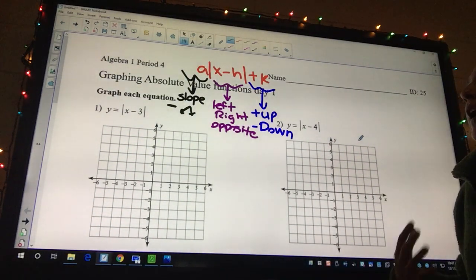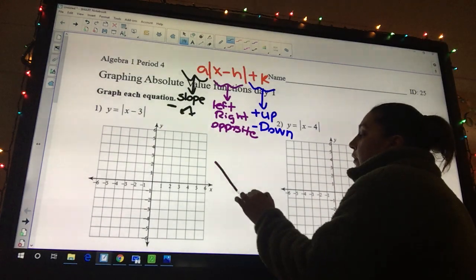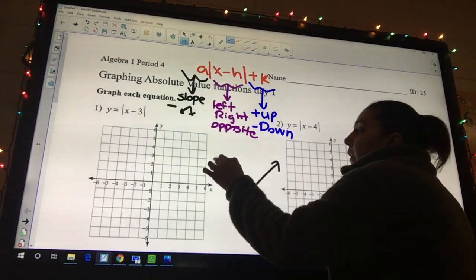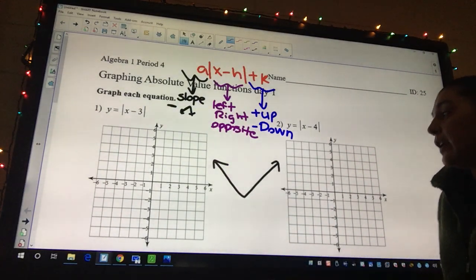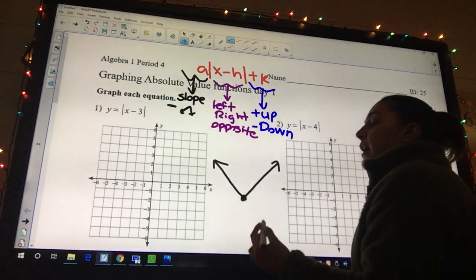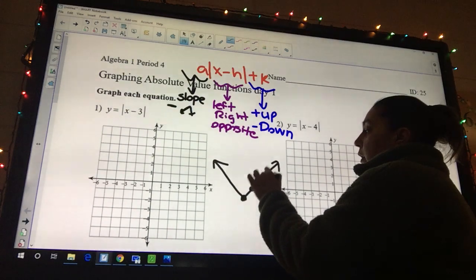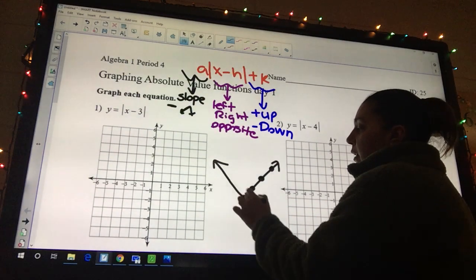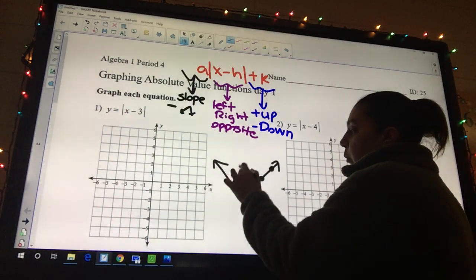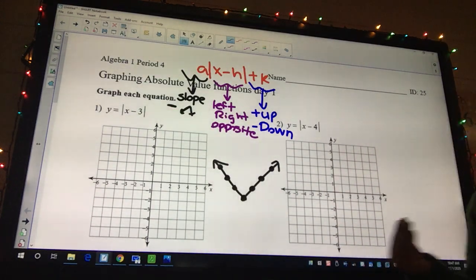These graphs in general look like a graph that's shaped like a V, and it's going to be a perfectly symmetrical V. It's always going to start at 0, 0, and it's going to have a slope of 1, meaning up 1 over 1, up 1 over 1, up 1 over 1. And we have to make the other side, so up 1 over 1 this way, up 1 over 1 this way, up 1 over 1 this way. And that's what our general graph is going to look like. What we're going to do is graph and shift them.